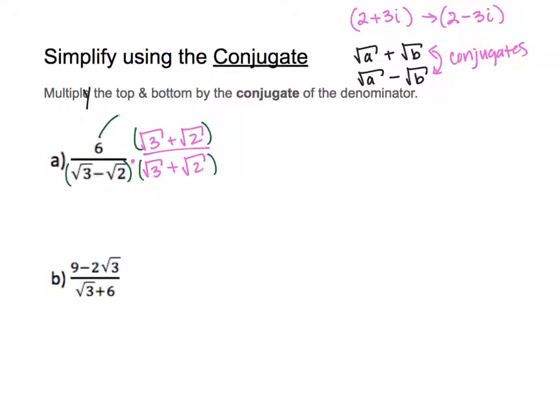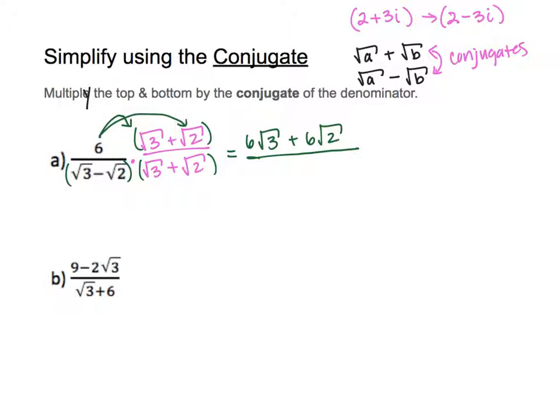So 6, when you multiply fractions, you multiply them straight across, right? So 6 times square root of 3. We learned yesterday how to multiply radicals. So this 6 will be outside of the square root of 3. 6 times the square root of 2 is going to be 6 square root of 2. And so that is our top part. Now let's try distributing or foiling the bottom.